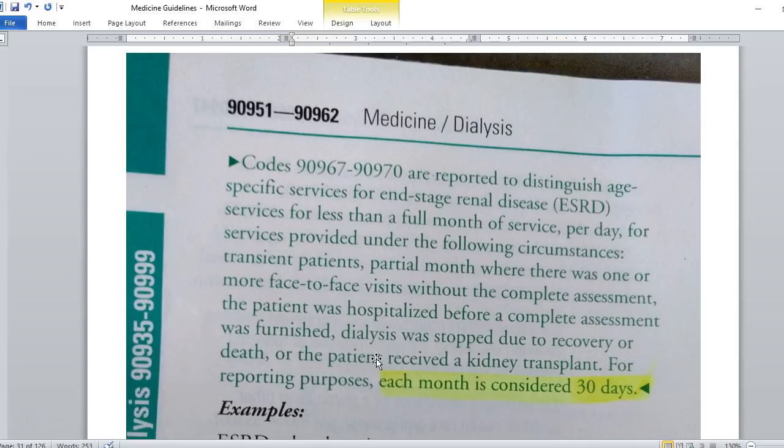Or a partial month or 1 or more face-to-face visits without the complete assessment, or the patient was hospitalized before complete assessment was furnished. Again, a lot of patients with ESRD, they'll go multiple times a week.